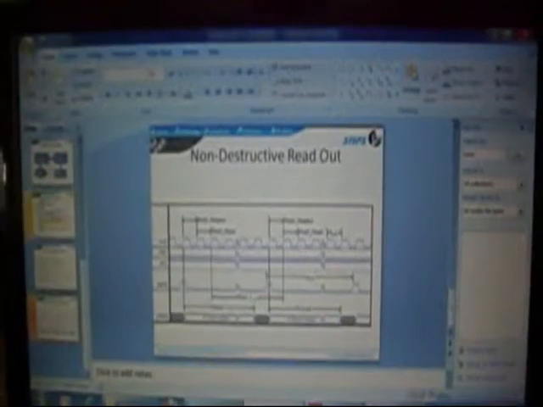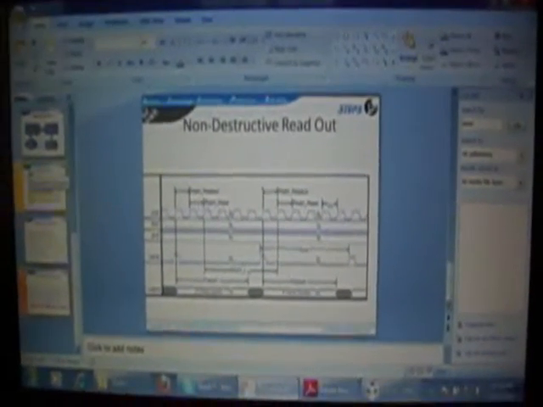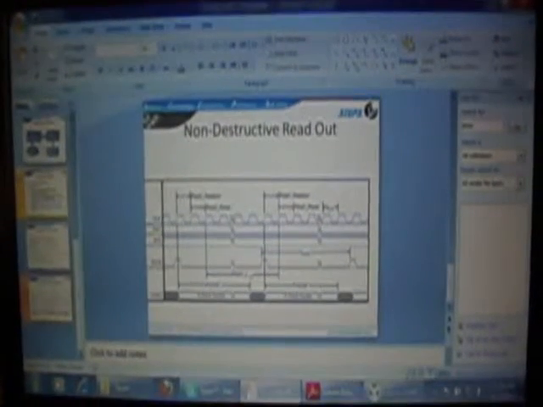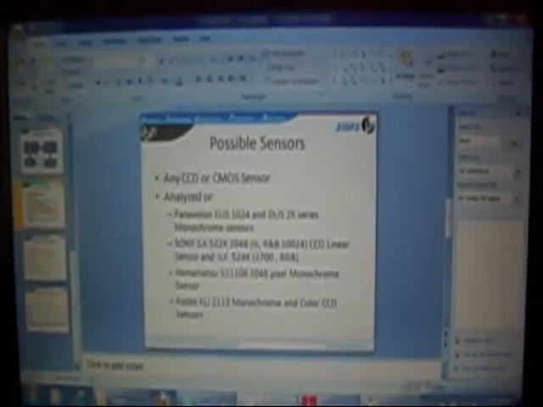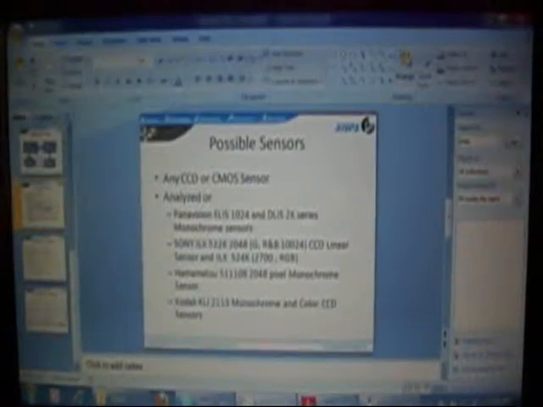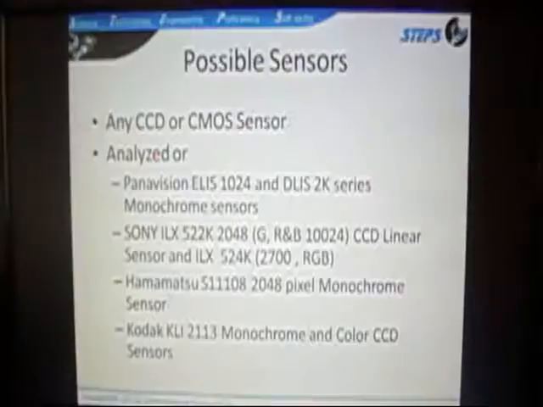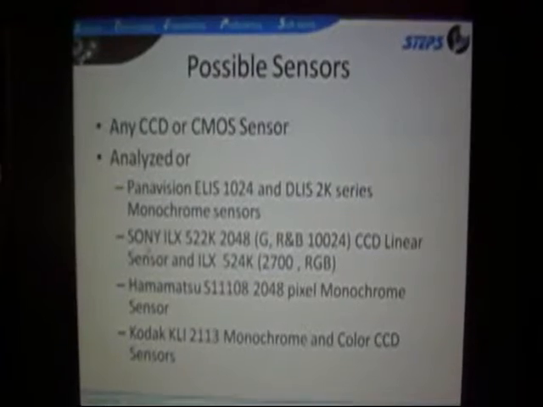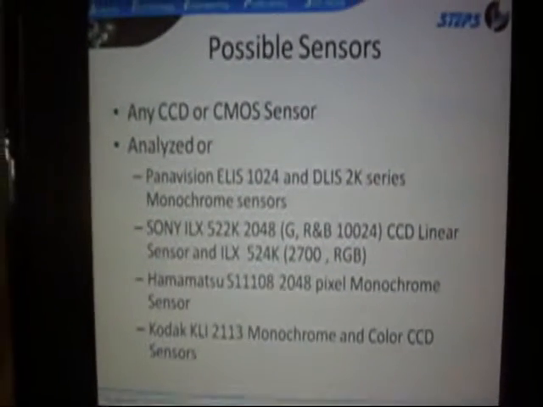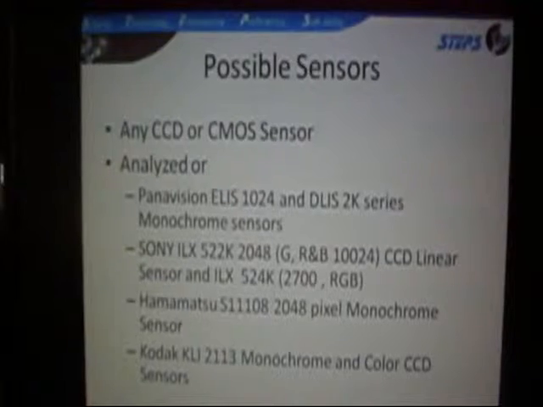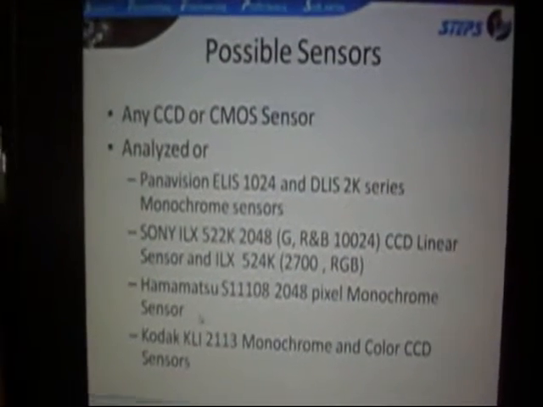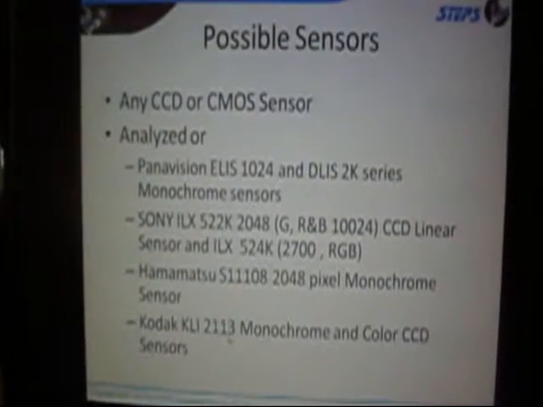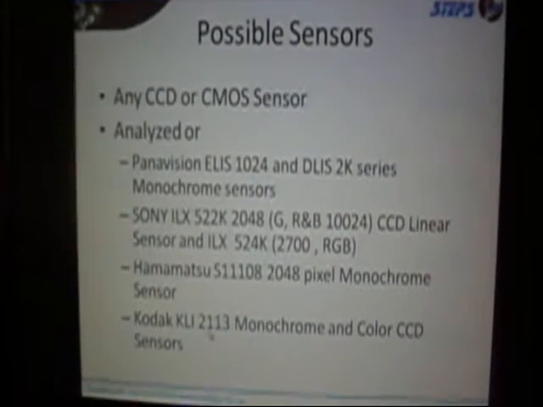The technical feature of this product is that it can be interfaced to any photodiode, CMOS or linear image sensor. Examples of sensors that we have looked into are the Panavision LS1024 and Deluxe 2K series monochrome sensors, the Sony ILX522K CCD linear sensor and ILX524K, the Hamamatsu 2048-pixel monochrome sensor with an integrated amplifier within the sensor, and the Kodak KLI series, both monochrome and color CCD sensors.